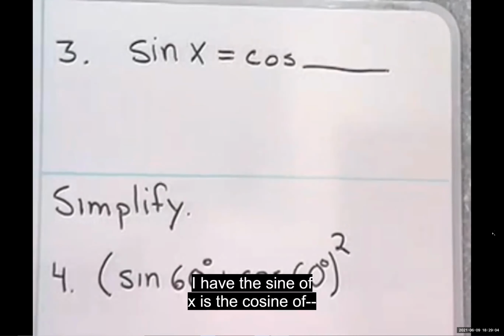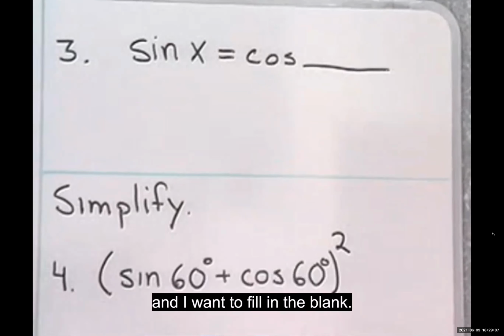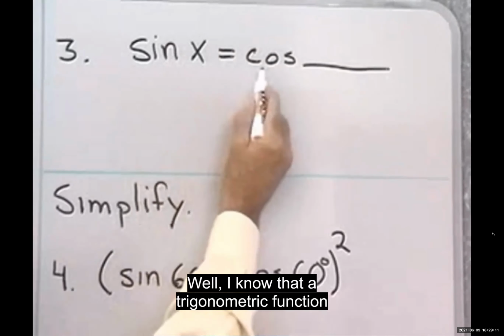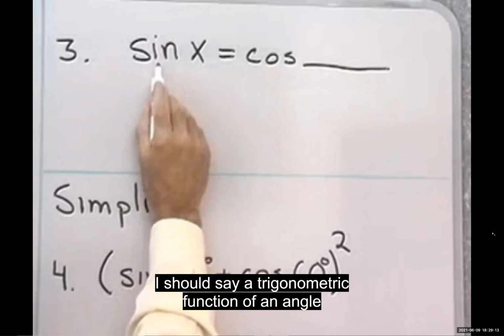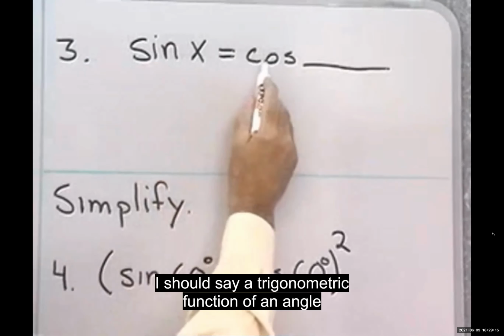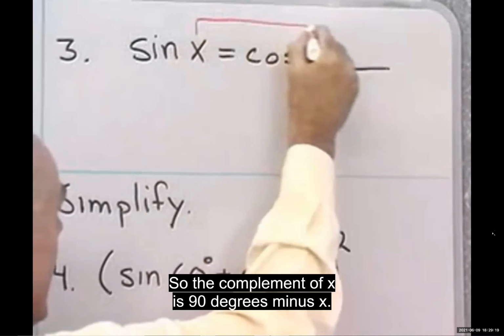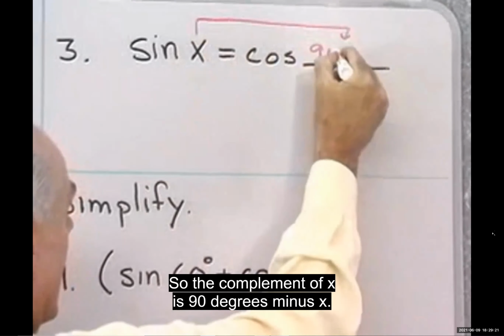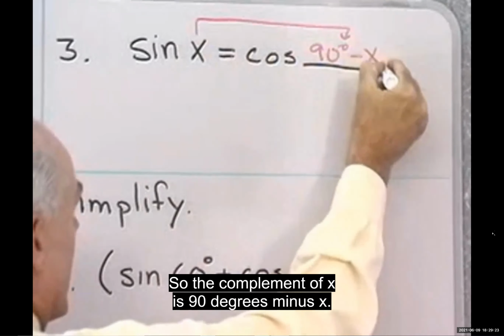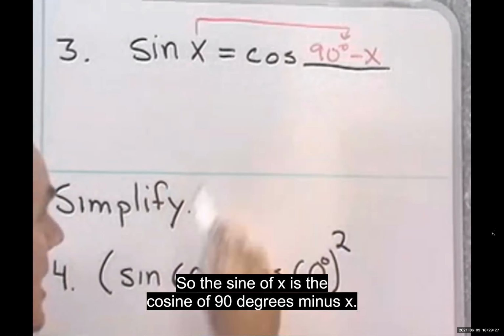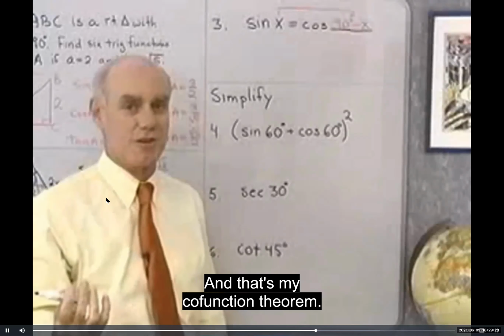I have the sine of x is the cosine of, and I want to fill in the blank. Well, I know that a trigonometric function of an angle is always the cofunction of the angle's complement. So the complement of x is 90 degrees minus x. So the sine of x is the cosine of 90 degrees minus x, and that's my cofunction theorem.